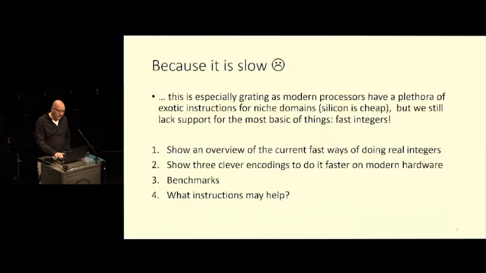And why is that, really? Well, because it's slow, right? That's the real reason. Otherwise, why would you even bother with these fixed-bit integers? And I find it especially infuriating because you get all these funky instructions for niche domains like cryptography or graphics. Who cares about this, right? I want fast integers. I don't want swizzles. I want fast integer arithmetic.